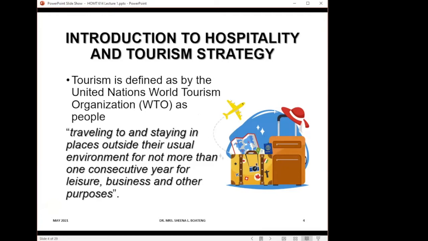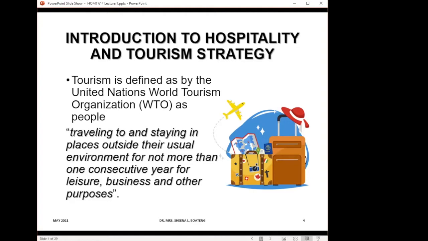Tourism is defined by the United Nations World Tourism Organization as people traveling to and staying in places outside their usual environment for not more than 1 consecutive year for leisure, business, and other purposes. So if you travel outside your usual environment and say you go to a whole other town or a whole other region and you stay for longer than 1 year, it does not qualify to be called tourism. I hope that makes sense.